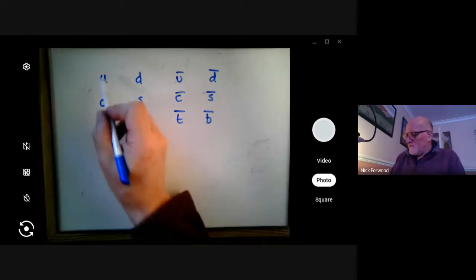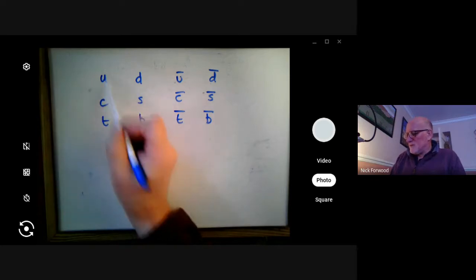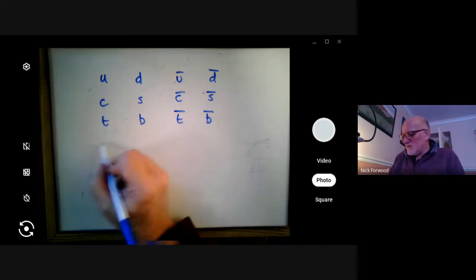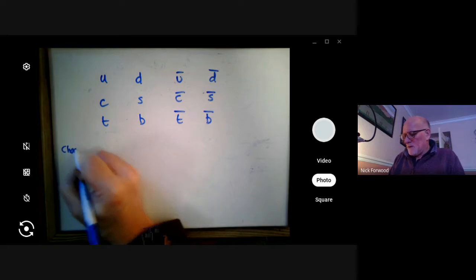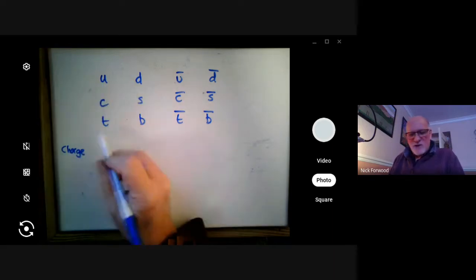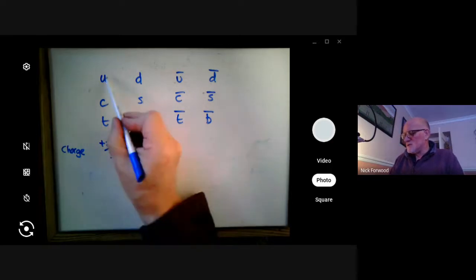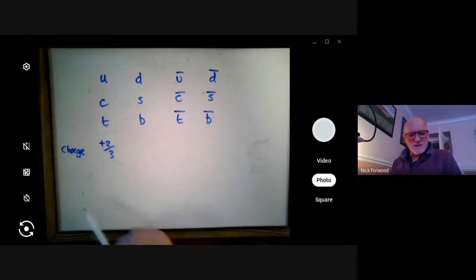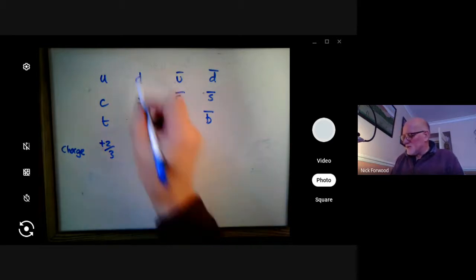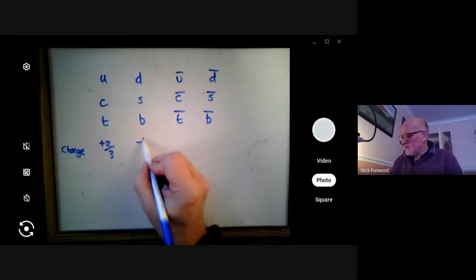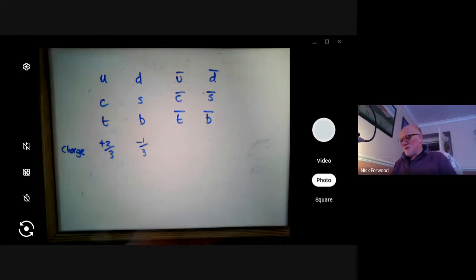But all of these, small mass, medium mass, heavy mass, all of these in this first column have a charge of plus 2/3. And the only difference is that this is small mass, medium mass, heavy mass. All of these ones in this column have a charge of negative 1/3.